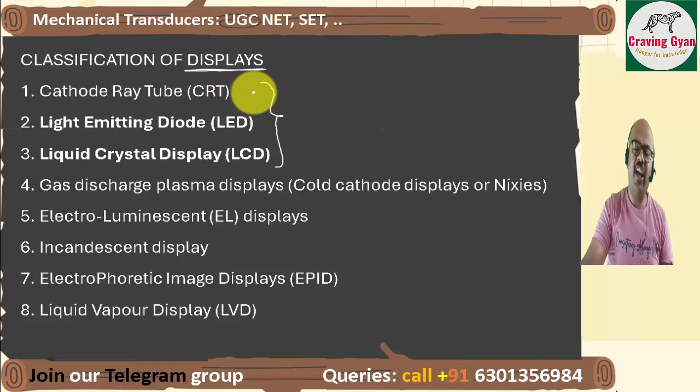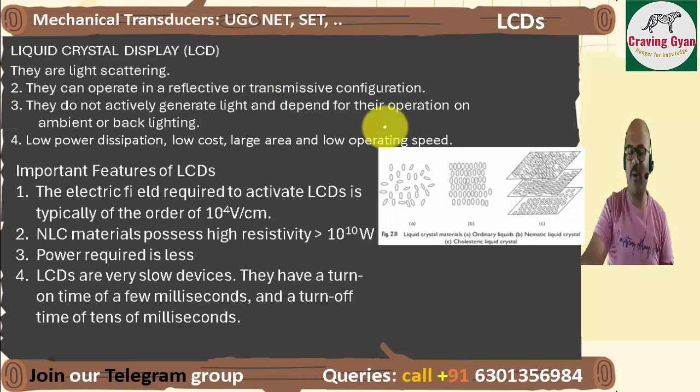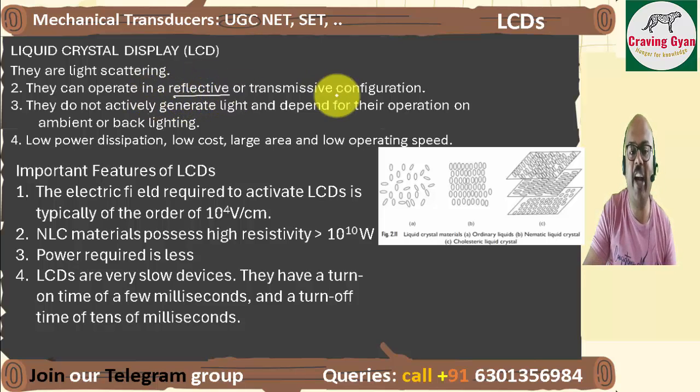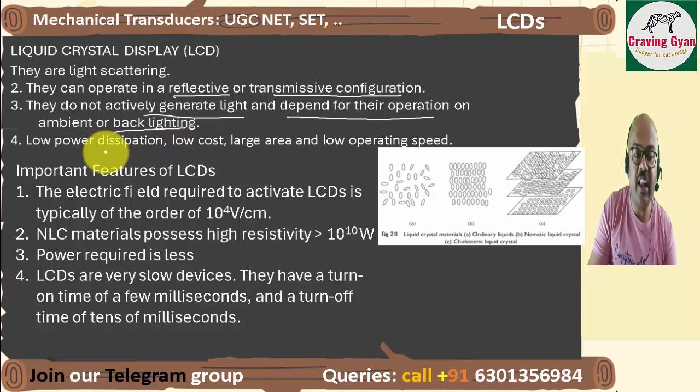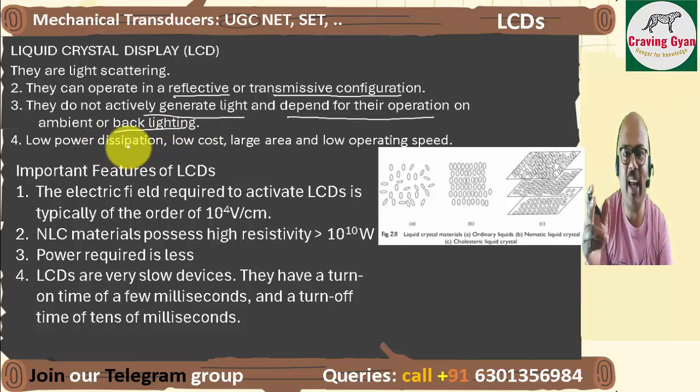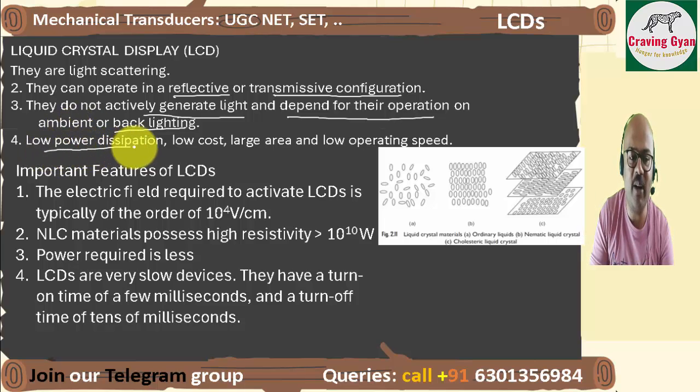And in the case of CRT, anyway, in other subjects you are going to discuss the CRTs also. Now, in the case of LCD display, how we are going to get the image is with the help of scattering. They can operate in both reflective as well as transmittive configuration. They do not actively generate light and depend for their operation on ambient or backlighting. Now, when compared to LED display, LCD displays are going to consume less power. Power dissipation will be less.